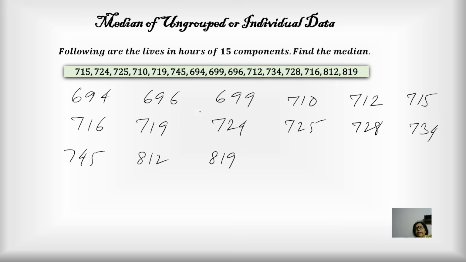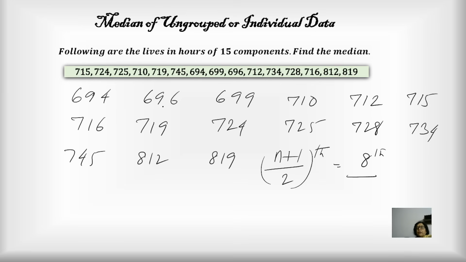Before doing any calculation, check whether you have done all the entries or not. 3, 6, 9, 11, 13, 15. So all the entries are there. Now what we need to do is find the (n plus 1) by 2th observation, because n is 15. If you add it and divide straight away by 2, you'll get a fraction. So in order to avoid that, we add 1, make it an even number, and divide by 2. 16 by 2, that is the 8th observation.